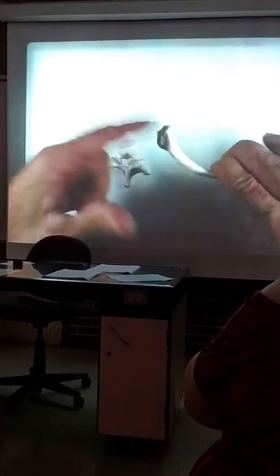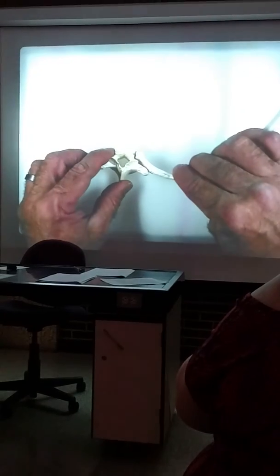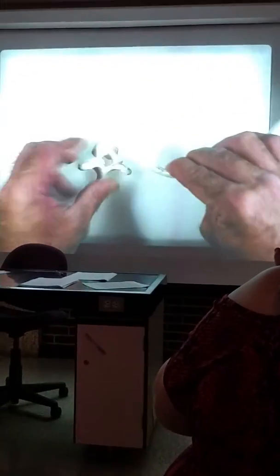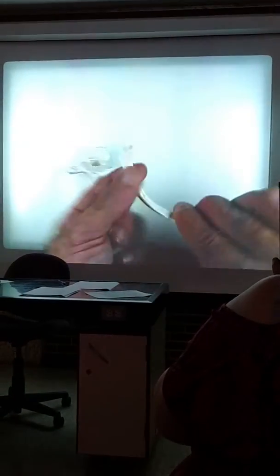So you can see, this is the head of the rib. And the head of the rib touches the centrum of the vertebrae. And this tubercle right here touches the articular facet on the transverse process. It touches the vertebrae twice like that. So this is the head right here. This is the neck right here, underneath it.